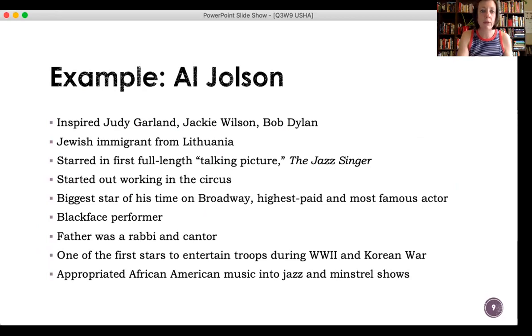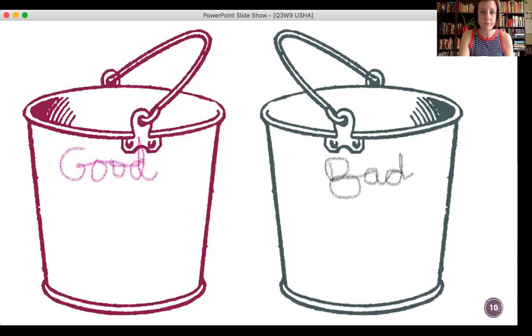And so while it might be really interesting that he started out working in the circus, or that he was a Jewish immigrant, or that he had these deep religious connections in his family, those details may not be that meaningful for me in trying to answer this question: should he be considered a hero or a villain? So I just might not include those. Even though I've learned them in my research and maybe I've even taken some notes on them, they're probably not going to make it to my final PowerPoint slide.